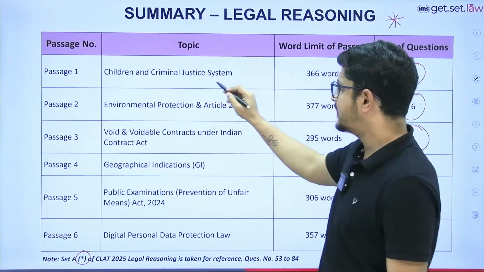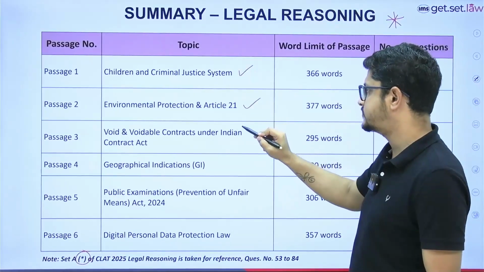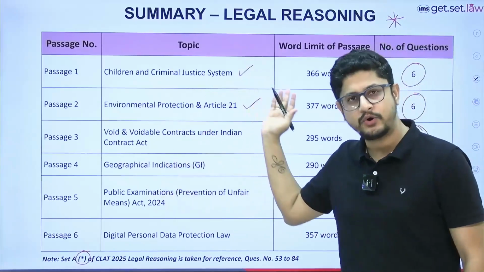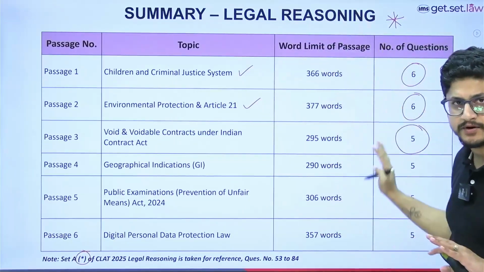The first passage was on children and criminal justice. The second one was on environmental protection, Article 21. Now as you can see, the topics are there. The topics are going to be taken up in the passages, so nothing to worry about. But that's the summary which you can see.